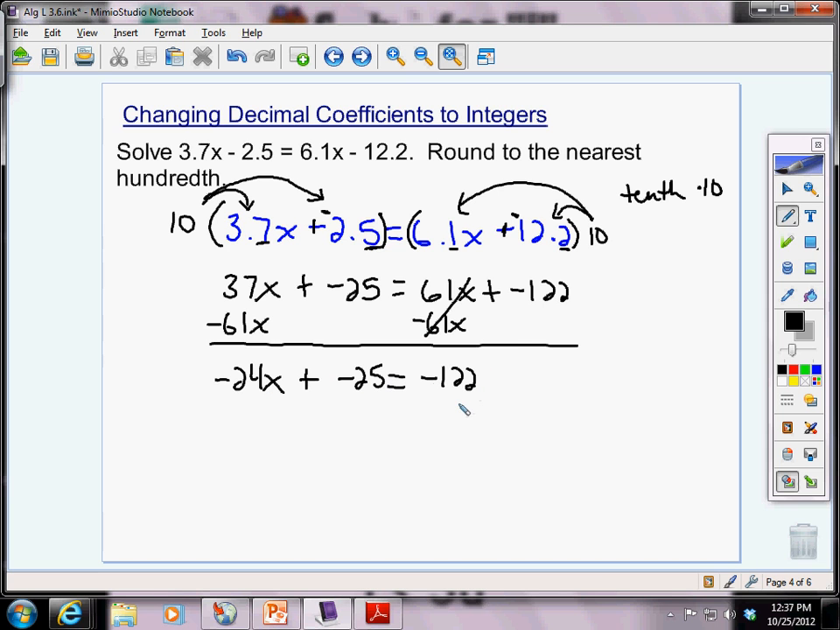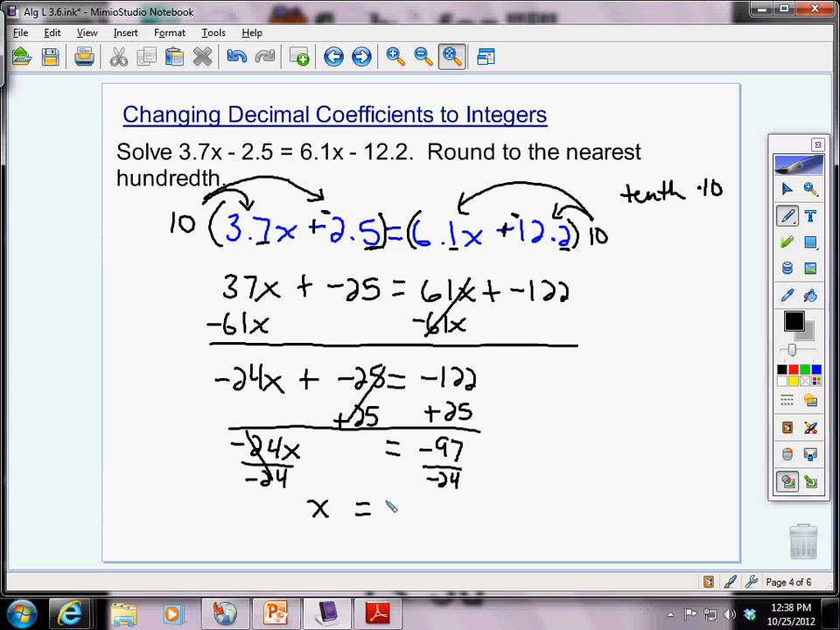Now we're just dealing with a two-step equation, so what are we solving for first? Our negative 24x. What do we have to get rid of? Our negative 25. How do we get rid of a negative 25? Well, since it's negative, let's think positive. Whatever you do to one side, do to the other. We have negative 24x. These cancel, equals a negative 122 plus 25, which is a negative 97. Divide both sides now by negative 24. This cancels out to give us 1x, which equals negative 97 divided by negative 24.